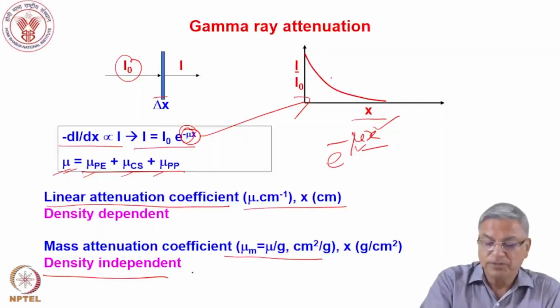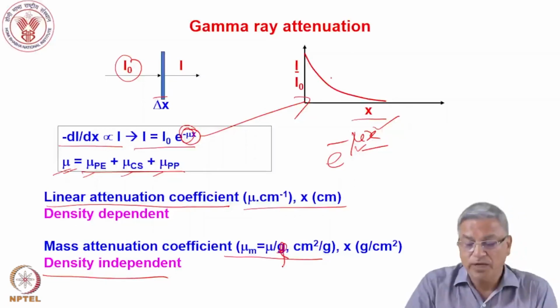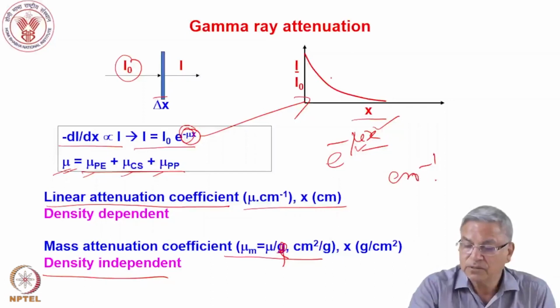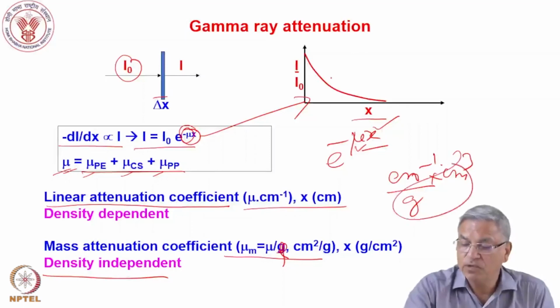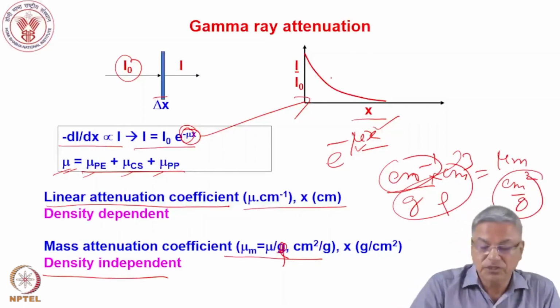So if you divide mu by rho, the density of the material, it will be centimeter inverse upon gram into centimeter cube. So this is the density, 1 by rho, this is the mu. So it becomes mu m, that is centimeter square per gram. This is called the mass attenuation coefficient.